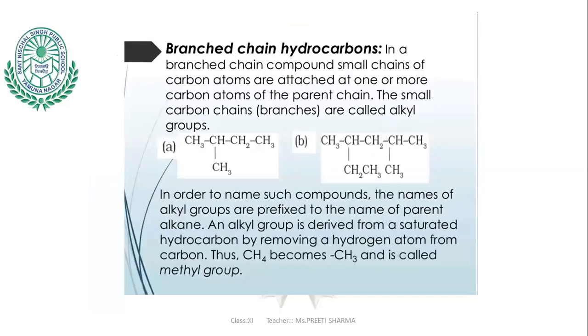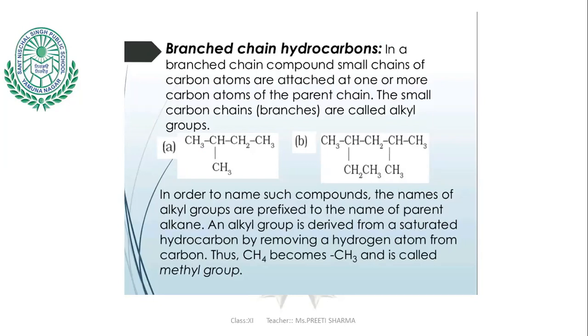Now, same with that, we have branched chain hydrocarbons also. If a main chain is there and some other chains are attached with it, other carbon atoms are attached on the branches, they are known as branched chain hydrocarbons. Small chains of carbon atoms are attached at one or more carbon atoms of the parent chain. They are known as small groups, substituents, or branches. One of the examples is CH3, CH, CH2, CH3, and one branch is given here downstairs, and this is known as a group, a substituent, right? This is not a functional group. This is just a side group, or this is known as a branch or an alkyl group, right?